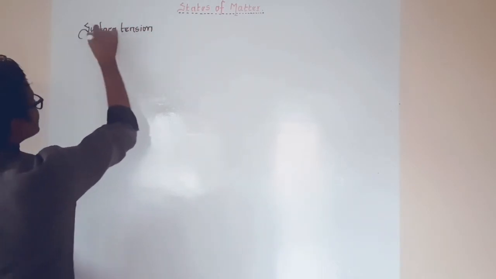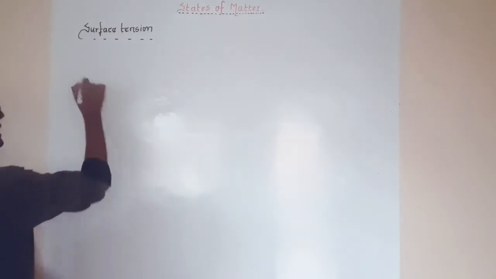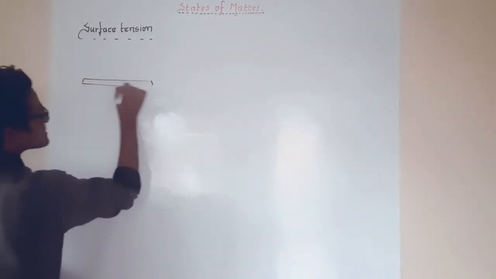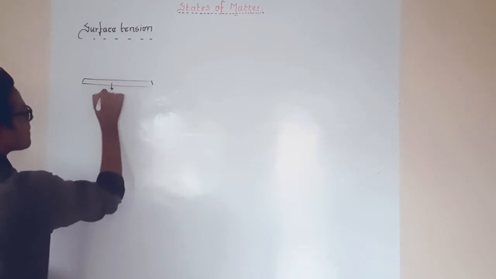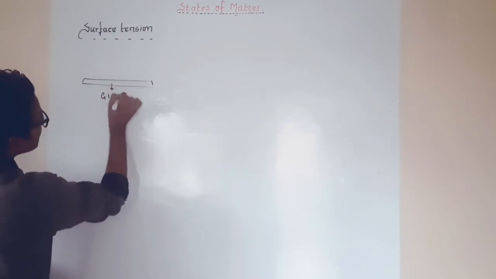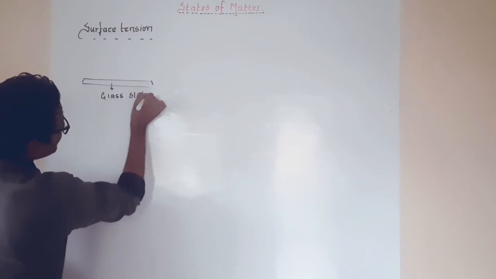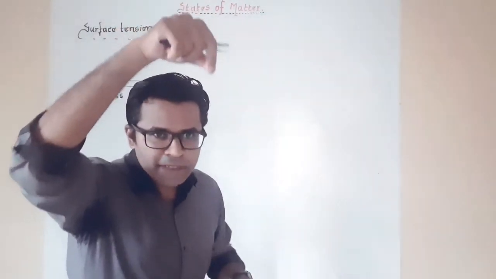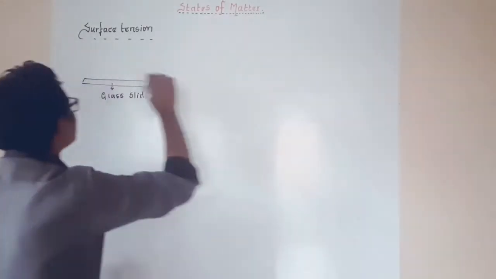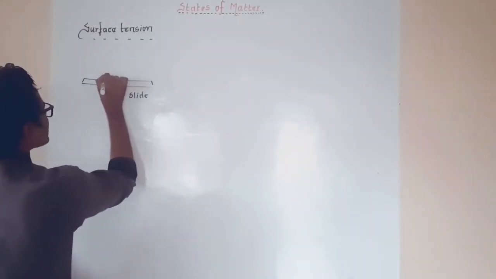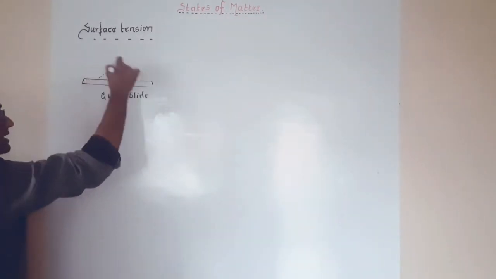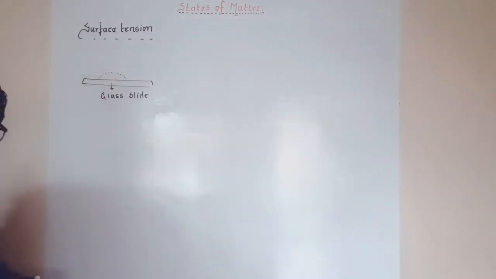Now, in order to understand surface tension, let us say that we have a glass slide, and on top of this glass slide we are going to drop a drop of water. Now let's understand why this drop has a spherical surface.